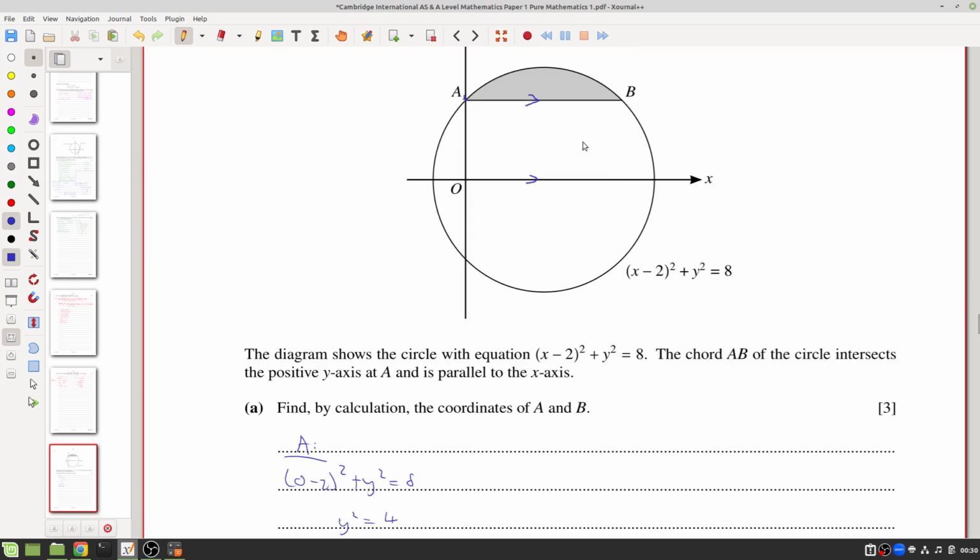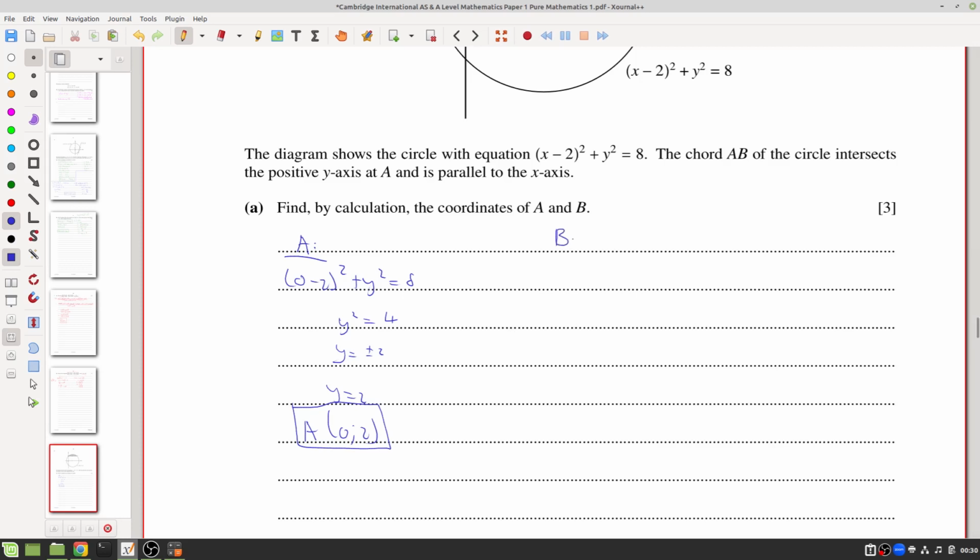Okay, now the coordinates of B. So now we know B is the same y value as A. So in order to find B, we make the y value 2. So we've got (x minus 2) squared plus y squared equals 8. Okay, squaring this bracket gives us x squared minus 4x plus 4 plus 2 squared, which is also 4, equals 8. So that gives us x squared minus 4x, then 4 plus 4 is 8, minus 8 is 0. So factor out an x: x(x minus 4). So either x equals 0 or x equals 4. But 0 is already used in A, so B must be x equals 4. So the coordinates of B are (4, 2). So there are the coordinates of A and B.